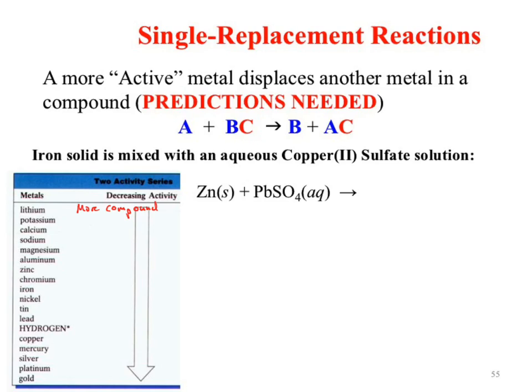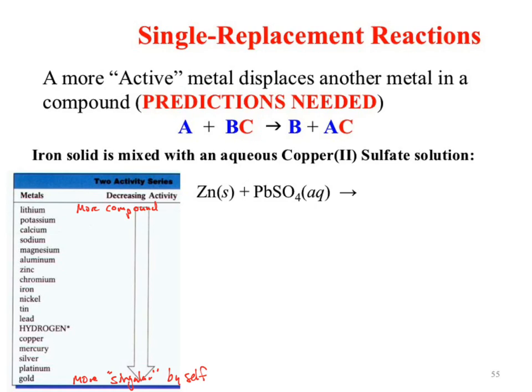If you aren't married, you're single. So what's the opposite of being in a compound? You're single. You're by yourself. So the lower on the activity series, the more singular, or by self. Whichever definition you want to use is fine, as long as you recognize it.